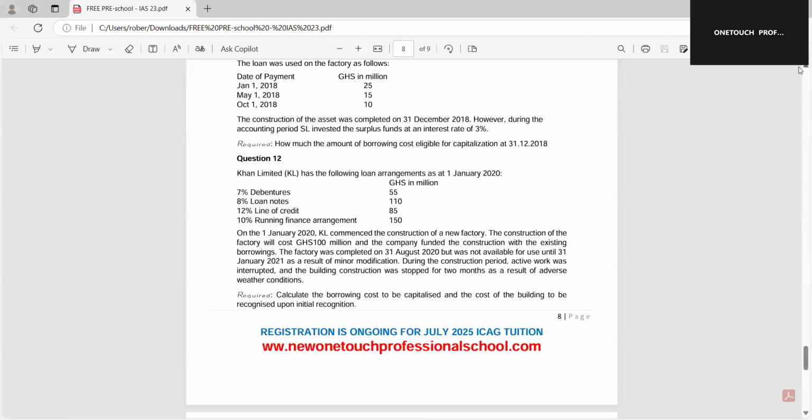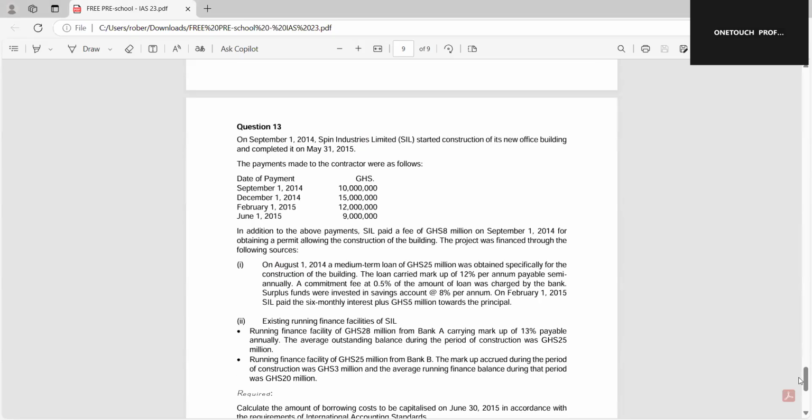Then the payable semi-annually, wouldn't that have any effect on our calculations? So the semi-annual was supposed to be 6 months. We were supposed to take 6 months interest. But we realized that in August, we are not capitalizing it. In August, the interest and the investment income are all taken to P&L.